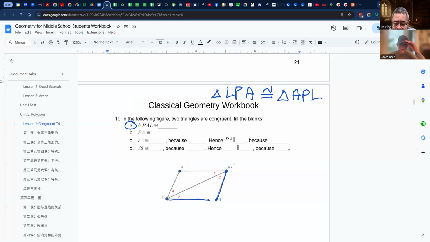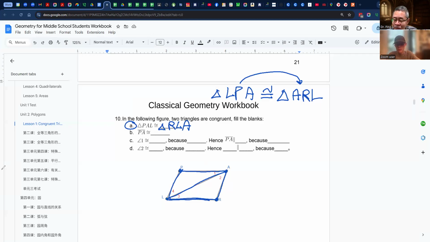Yeah. So PAL is this, PAL. And if you see that the P is corresponding to P, oh, sorry, R. Okay, so that is R. A is corresponding to L. So R, L, and A. Good.